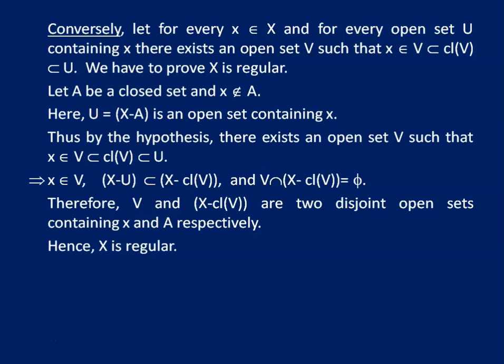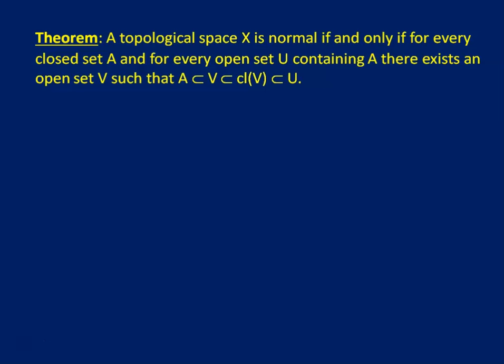Now let us take a characterization of normality. A topological space X is normal if and only if for every closed set A and for every open set U containing A, there exists an open set V such that A is a subset of V, is a subset of closure of V, and closure of V is a subset of U. A topological space X is normal if and only if for every closed set A and for every open set U containing this A, there exists another open set V such that A is a subset of V, is a subset of closure of V, is a subset of U.